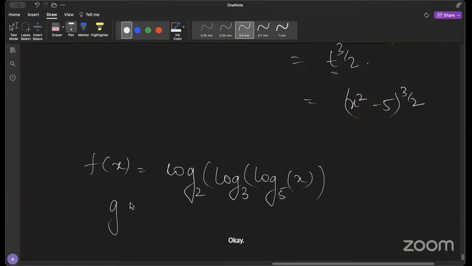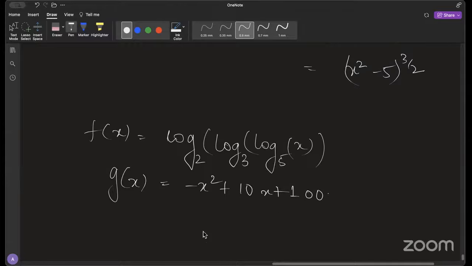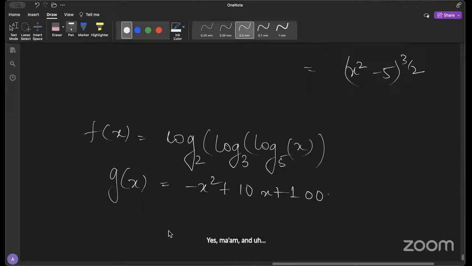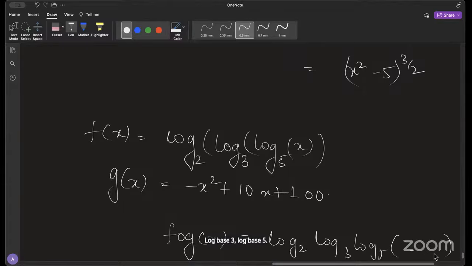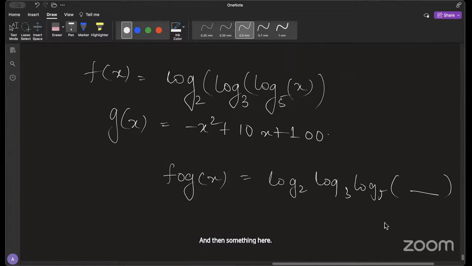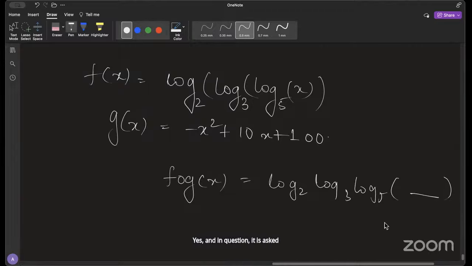And then you have h of x, FOG of x. This will be exactly log base 2, log base 3, log base 5, and then something here. And in the question it is asked, what is the maximum value of FOG of x?